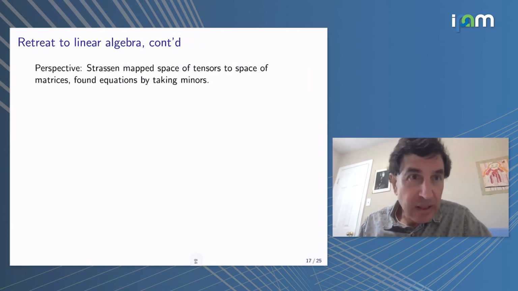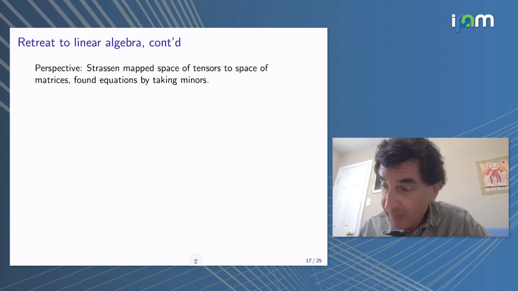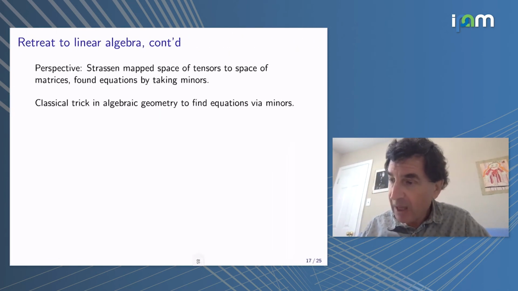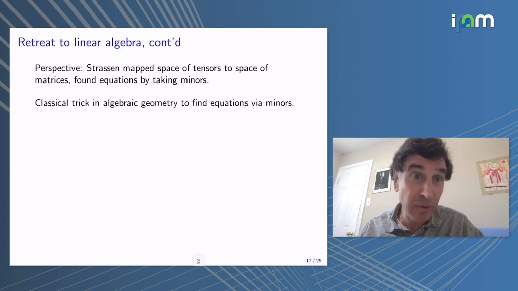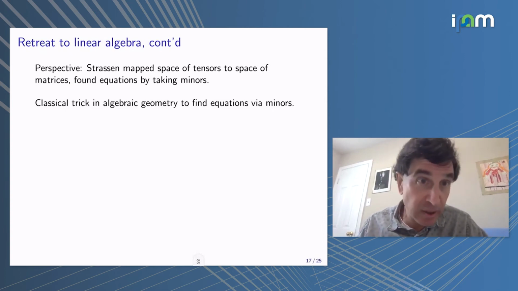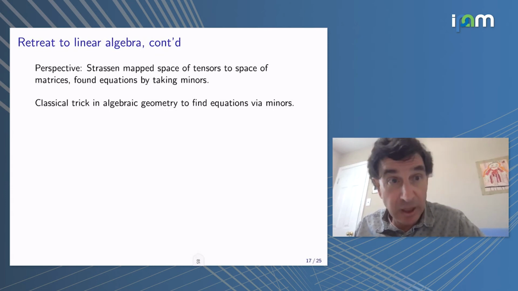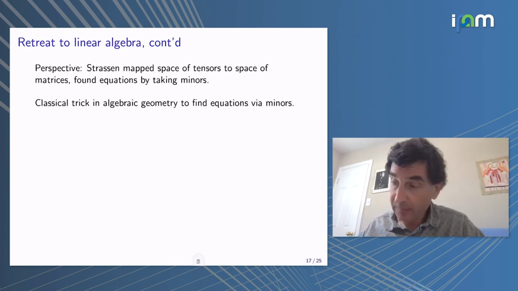And so let's think about what Strassen did. Strassen found his equations by mapping his space of tensors to a space of matrices and found equations by taking minors. This is a classical thing people do in algebraic geometry. They study degeneracy loci of maps between vector bundles. You don't need to know what those words mean. But anyway, there's a long history in algebraic geometry of doing this kind of thing.